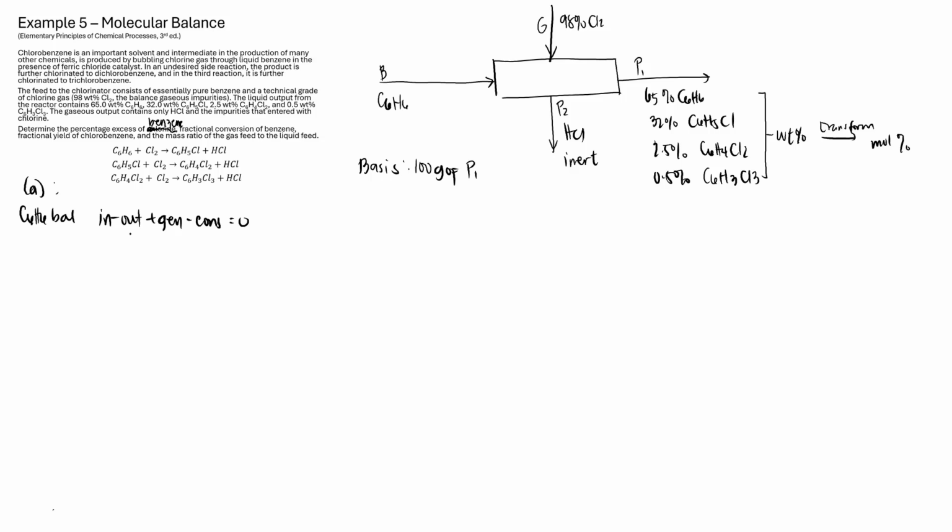It goes in, it goes out. It's not generated, but it is consumed. So in is equal to out plus consumed. We need this in terms of moles. That's why I said earlier you could transform it into mole percent or mole fraction. But since I'm using mass fraction, I need to convert it into moles. So that's 100 grams of P1 times 0.65 times the molar weight, which is 78.